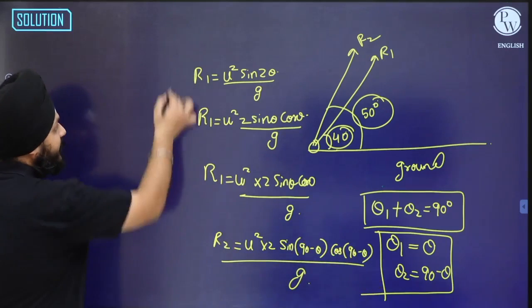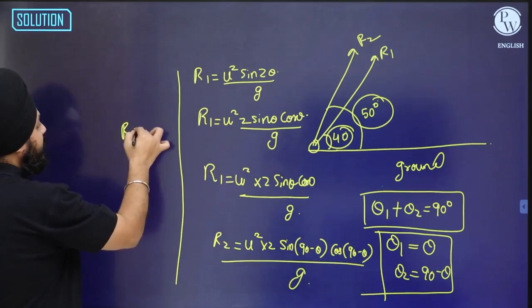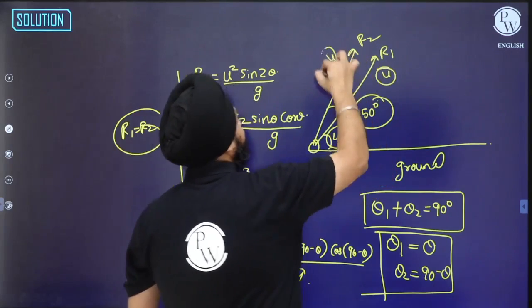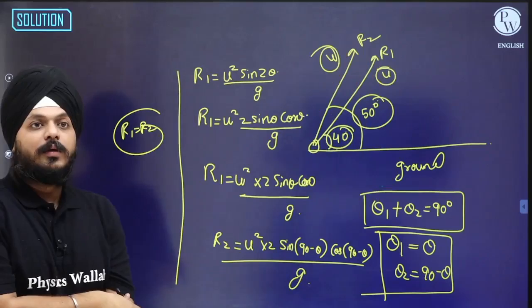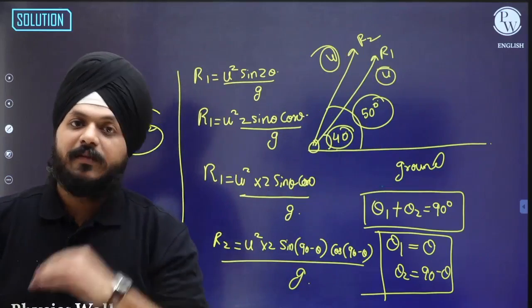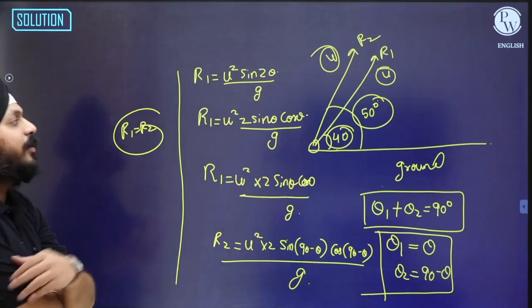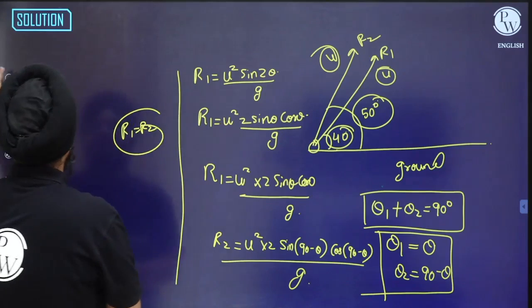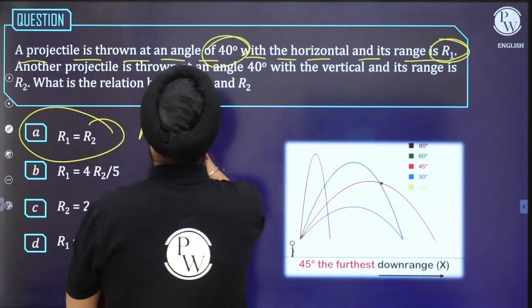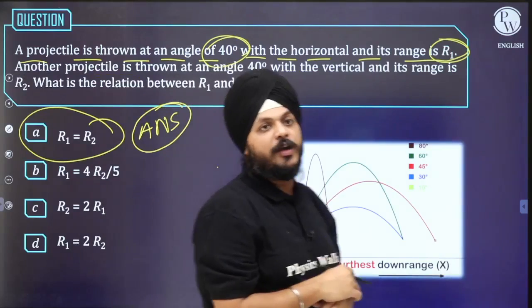So if you compare these equations, R1 and R2 are going to be the same if they are thrown with the same speed. So this is a special case of the oblique projectile motion, if they are thrown with the same speed. Now what is the sense? Here we are getting the answer R1 is equal to R2. The first option is the perfect answer for this specific question.